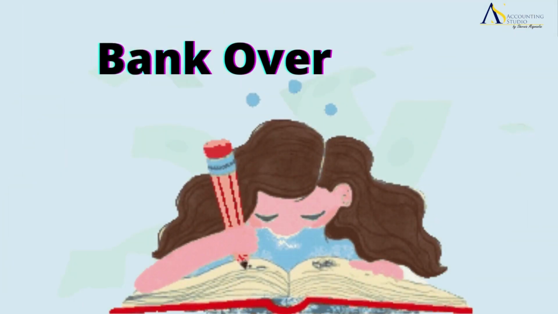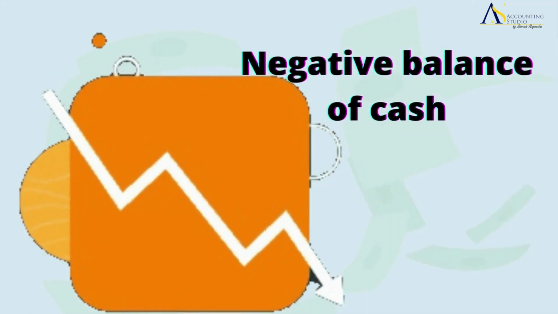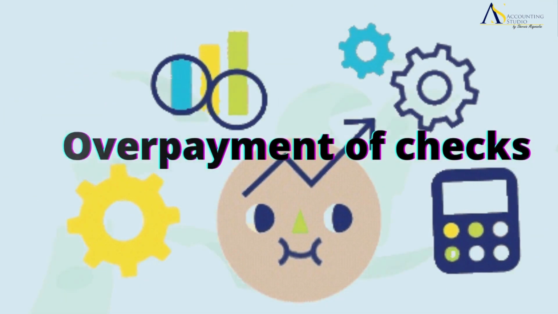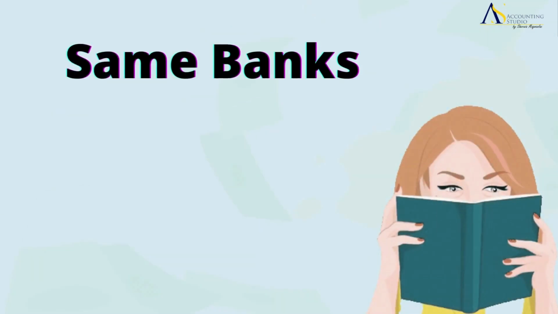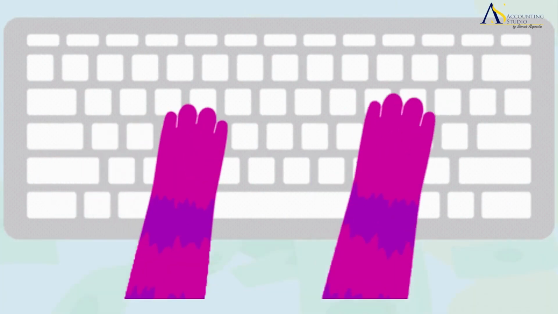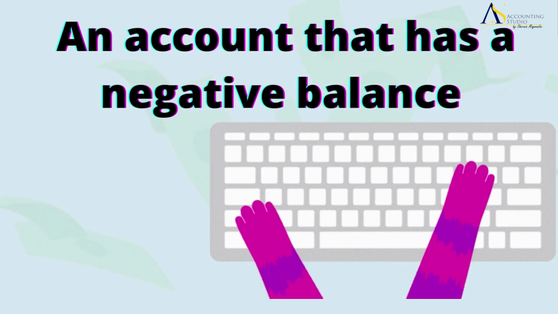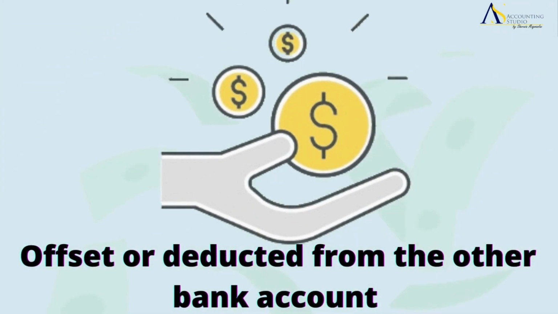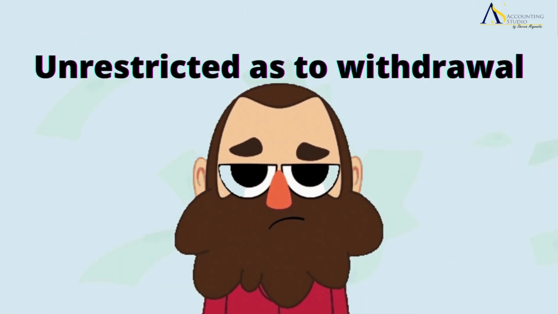First is bank overdraft. Bank overdraft is a negative balance of cash in bank account, and it usually results from overpayment of checks in excess of the amount of deposit. As contemplated in accounting, checking accounts may be maintained in the same banks or in different banks. Thus, when two or more bank accounts are maintained in the same bank, an account that has a negative balance may be offset or deducted from the other bank account with a positive balance, provided that the other bank account is also unrestricted as to withdrawal.